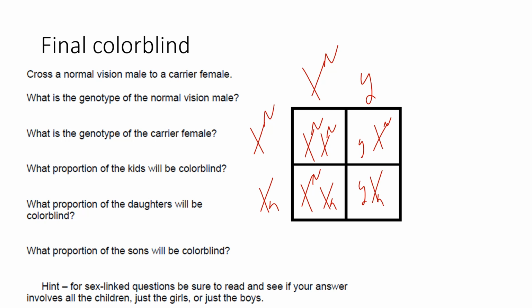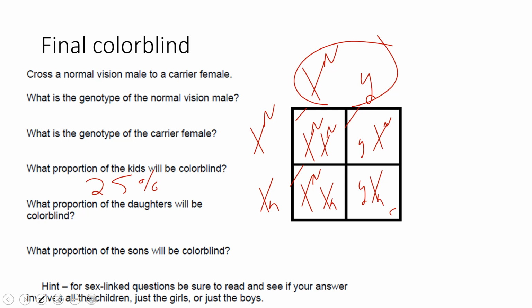What is the genotype of a normal visioned male? It's what I wrote right there. What proportion of the kids are going to be colorblind? So normal, normal, normal, colorblind. So that's 1 out of 4 or 25%. So 25% chance they make a colorblind kid.